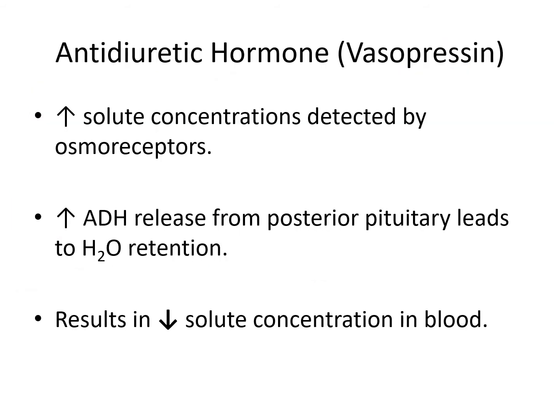Okay, so how does it work? Well, an increase in solute concentrations is detected by osmolar receptors in the hypothalamus. This stimulates antidiuretic hormone released from the posterior pituitary, and this leads to water retention by the mechanisms we showed before. And the result, there's a decrease in solute concentrations in the blood.